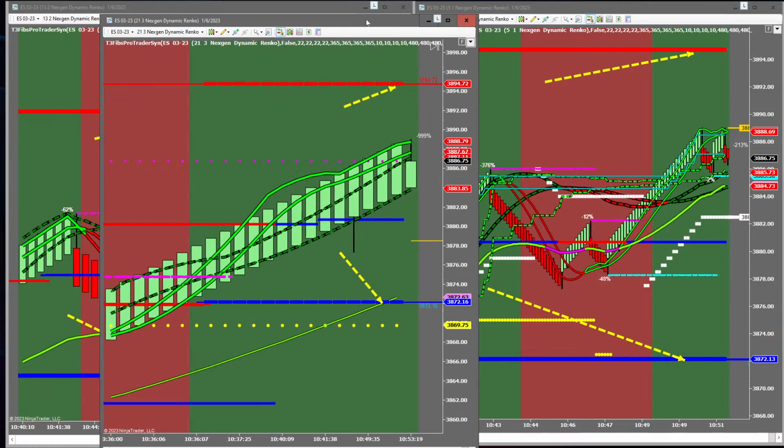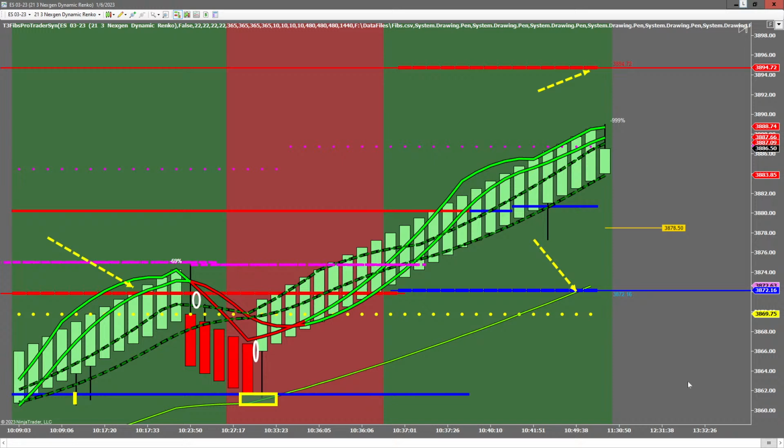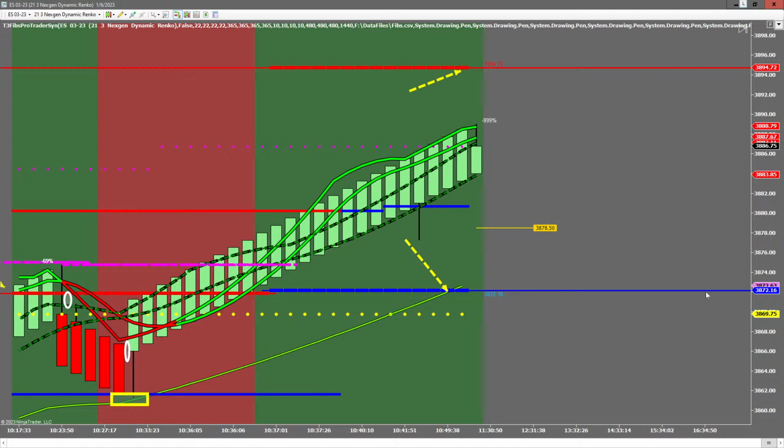So look, on the 21.3 chart, you can see them. So the native fibs on the 21.3 chart are right here. This is the 13.2 fib.